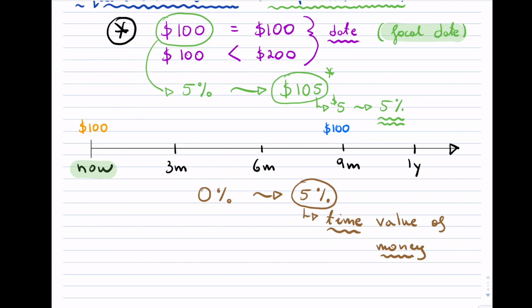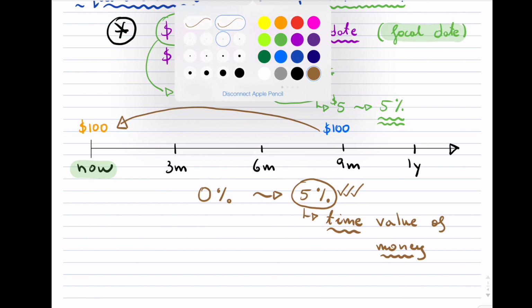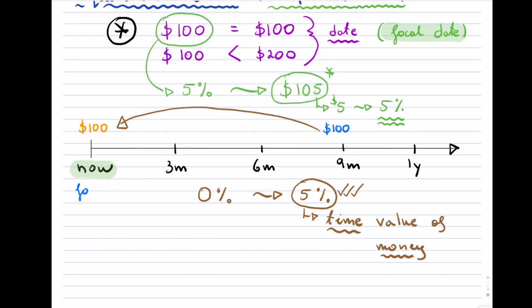And then the $100 at 9 months we would have to bring back to today. We would have to carry this back in order to see what that $100 at 9 months actually is today, and we can pick this 5% right here as the time value of the money. So what we'll do is say today will be our focal date, our comparison date between the two values.